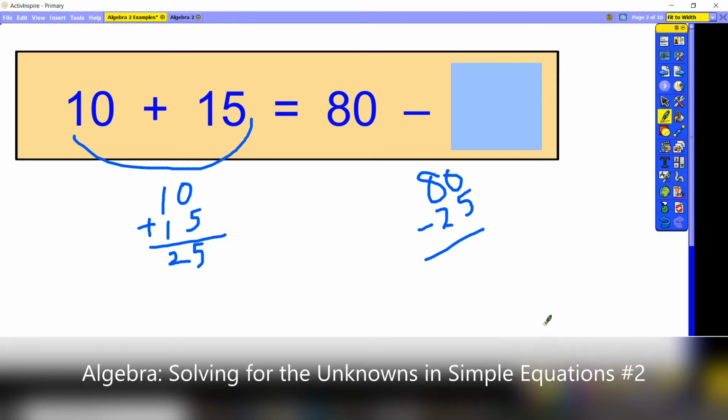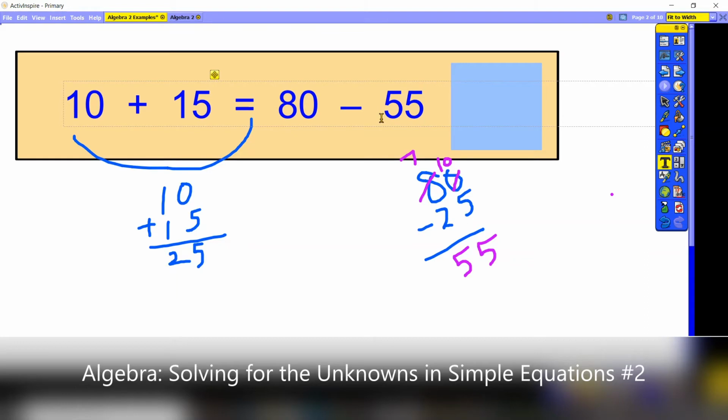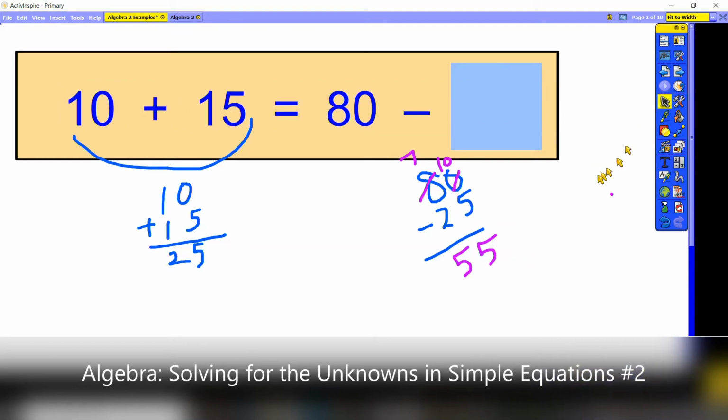So let's switch colors. 0 take away 5, we can't do that. So we have 8 tens here, so 7 tens. Move one of the tens here. Okay, 10 take away 5 is 5. 7 take away 2 is 5. Let's see if we are correct. So look here. 55 is correct. So if I subtract 55 from 80, I get the same answer as when I add 10 and 15, and that's 25.